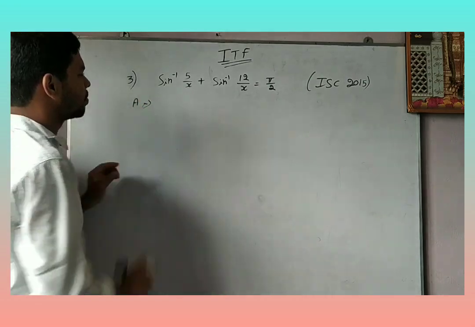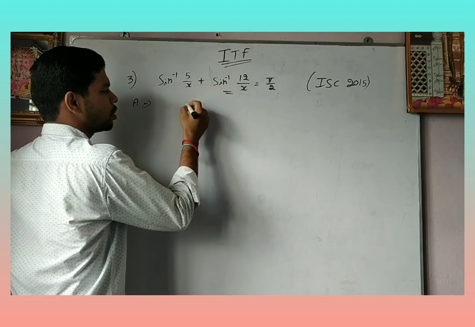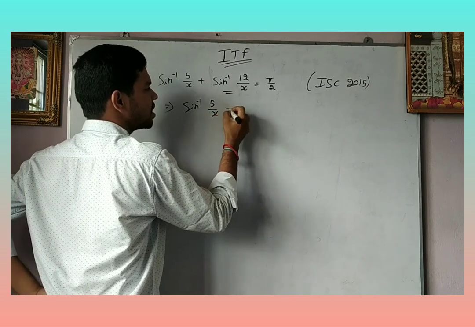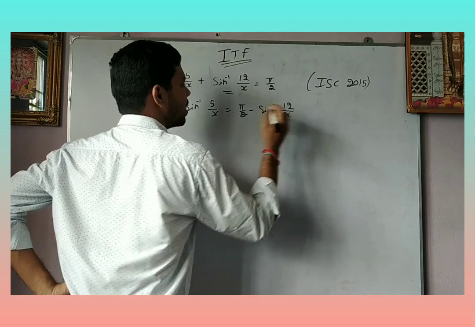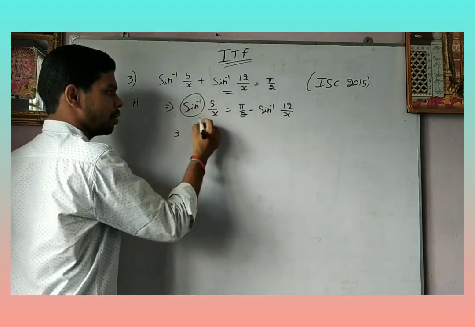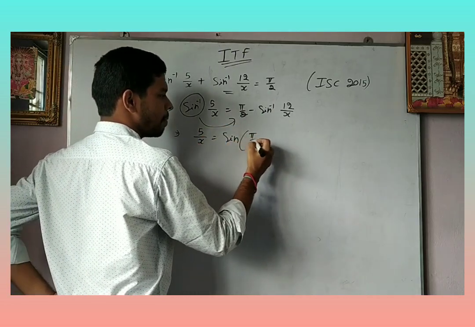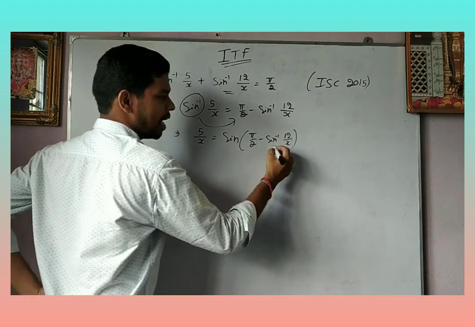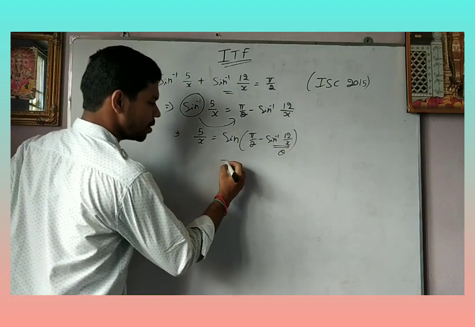Same trick. Choose any one function and take it to the right hand side. I will choose the second function: sin inverse 5 by x is equal to pi by 2 minus sin inverse 12 by x. Second step, take the sine of both sides: 5 by x equal to sin of pi by 2 minus sin inverse 12 by x. Let's say this is theta. Sin 90 minus theta, that is cos theta.